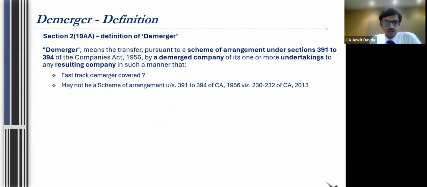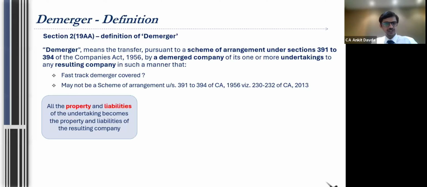But demerger, a very important point, what we were discussing earlier when we were going through the Section 233 provisions. Here under demerger, Section 2(19AA), there is a definition of demerger, which says that demerger means transfer pursuant to a scheme of arrangement under Section 391 to 394 of the Companies Act by a demerged company of its one or more undertakings to a resulting company in such manner that you comply with conditions 1, 2, 3, 4, 5, 6. There are 6 conditions.